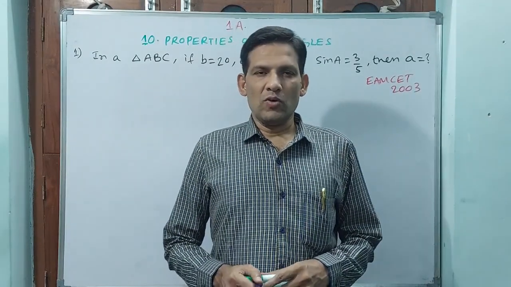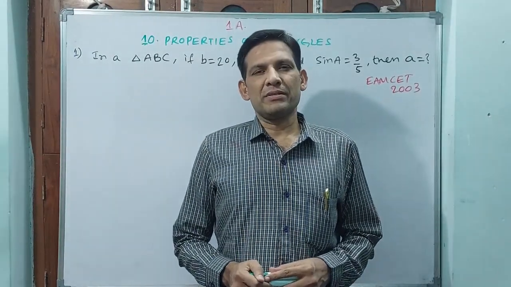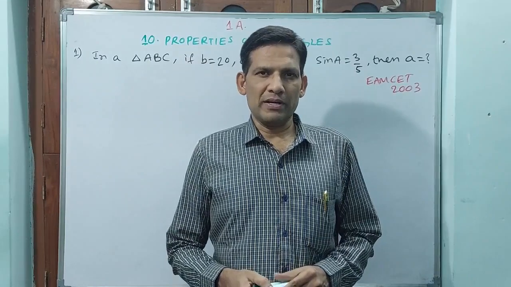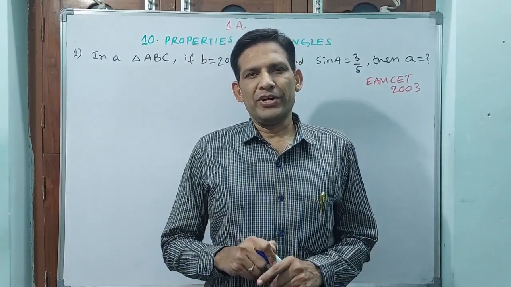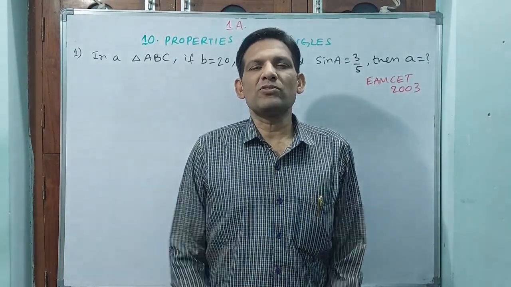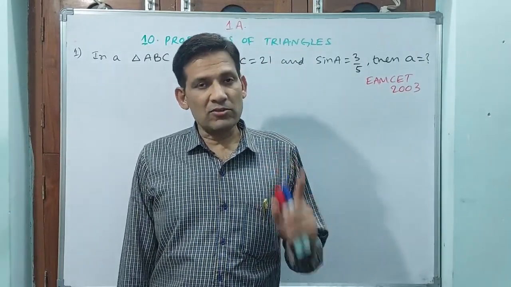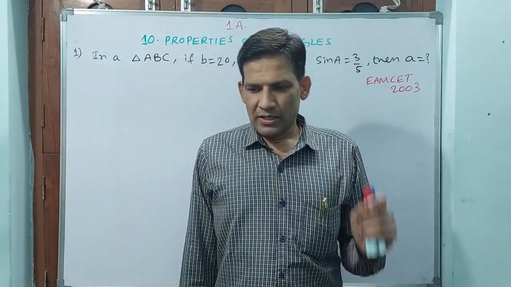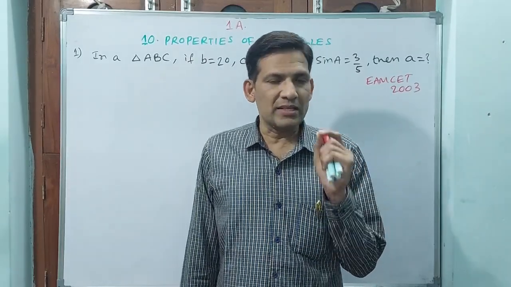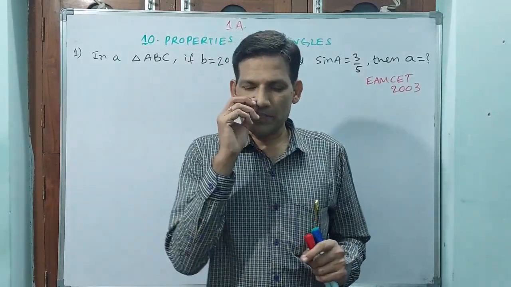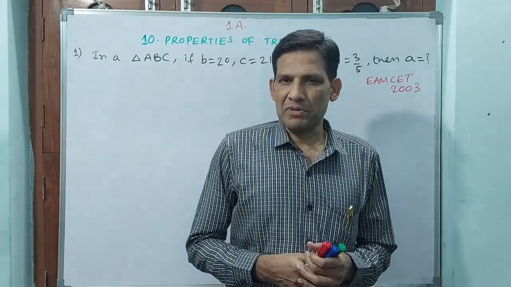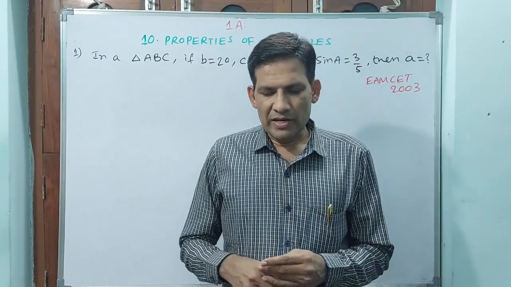Dear students, we are in MSET Mathematics. Now we will start a new chapter. This is from 1A, 10th chapter, properties of triangle. Up to 9 chapters we have finished. And 2B doesn't have 9th and 10th chapters. Only 8 chapters are there. Total 38 chapters.